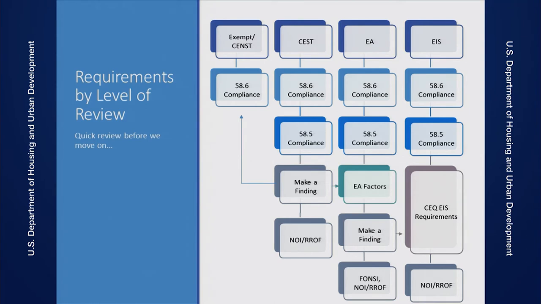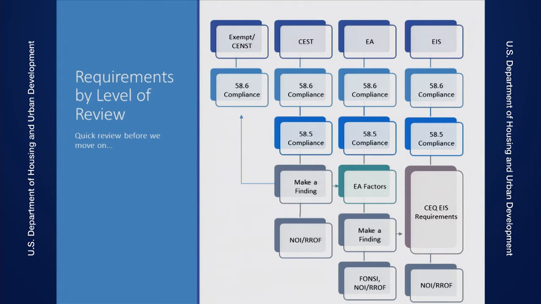So just as a reminder, here is a visual representation of those levels of review. Pay special attention to the CEST level, which will normally require notice and a request for release of funds and certification, but may convert to exempt, meaning that those steps are not required. And I didn't mention this before, but it's also possible to make a finding of extraordinary circumstances, which would be the case if a project is unique or precedent-setting, controversial, or has the potential to have a significant impact on the environment. In this case, a CEST review could jump up to an environmental assessment.